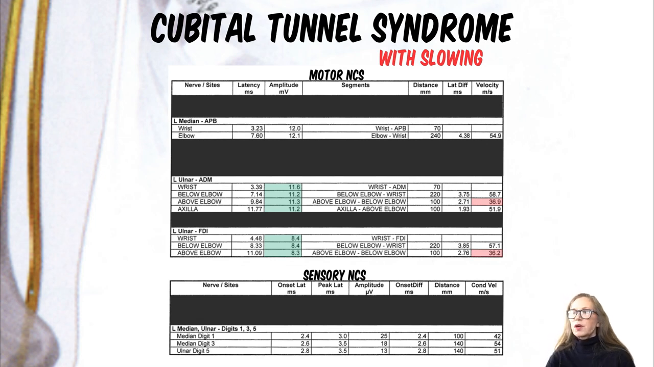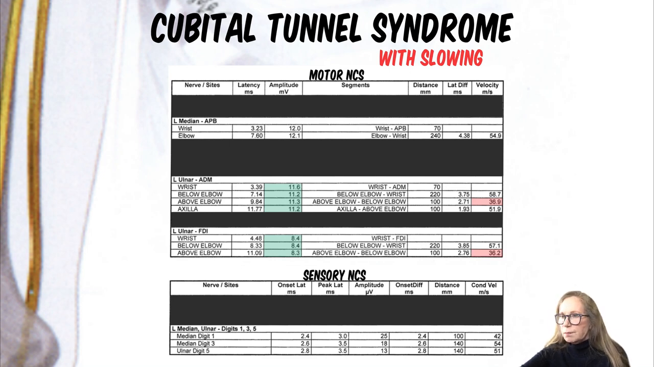The next thing I want to know is, has he lost any nerve fibers? And I'll look at amplitude, and you'll see that when they're stimulating all along the whole length of that arm, they're recording in the ADM and the FDI a good number: 11, 11, 11 for ADM, 8, 8, 8 for FDI. So this is mild cubital tunnel, even though the conduction velocity is 37. There's no block at all.